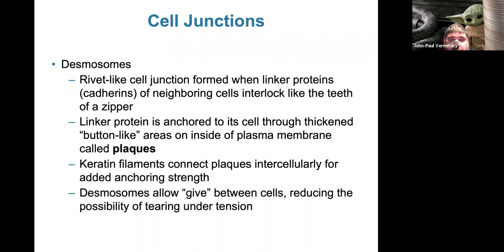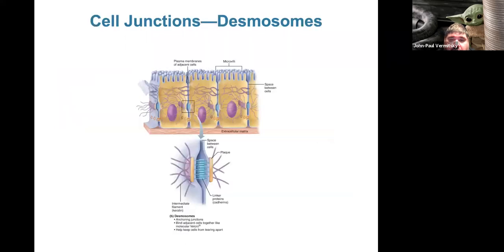The desmosomes are rivet-like cell junctions formed when linker proteins of neighboring cells interlock like the teeth of a zipper. The linker protein is anchored to the cell through thickened button-like areas on the inside of the plasma membrane called plaques. Keratin filaments connect plaques intercellularly for added anchoring strength. Desmosomes allow give between the cells, reducing the possibility of tearing under tension, and that's what these structures are here. So you can see how they sort of interlock with each other.